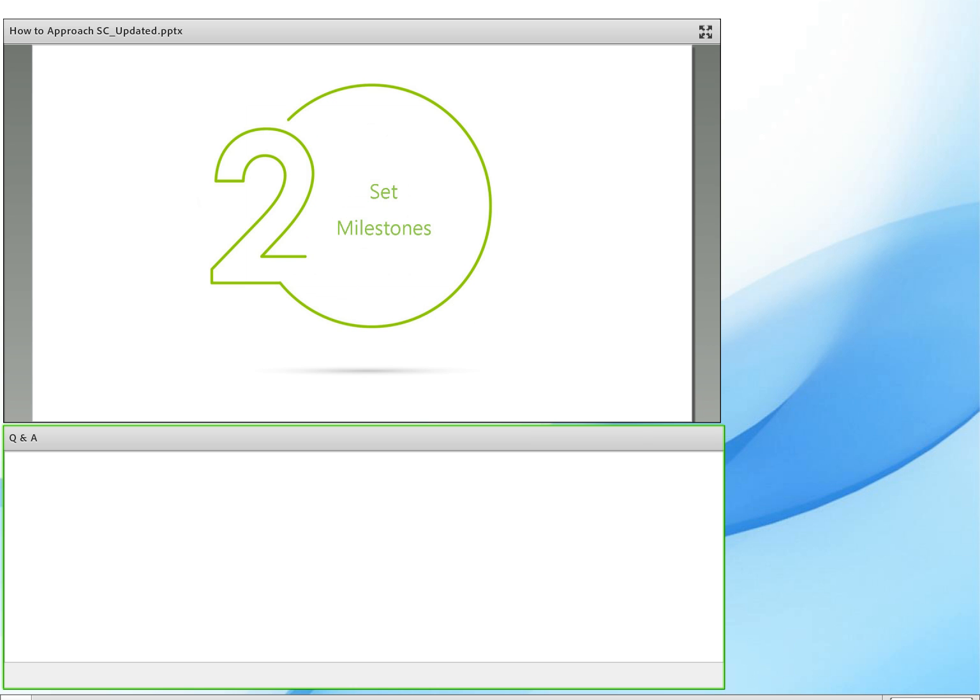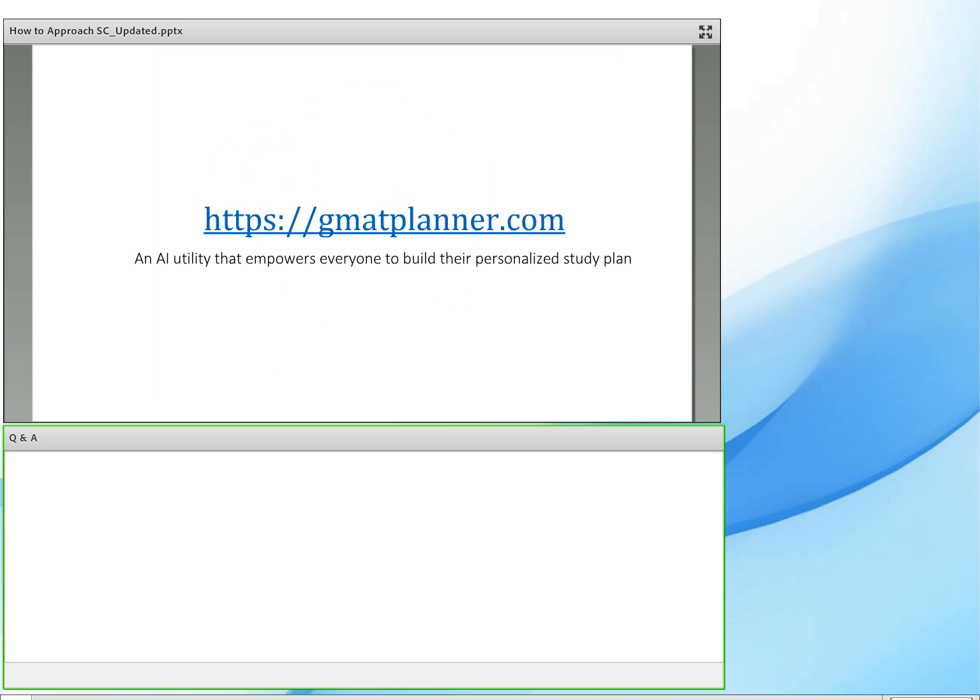Then how do you define your milestones, which is what we call your target abilities that help you get to that 720 score? We have a tool called GMAT Planner. That's an AI-driven utility that allows you to create that personalized study plan.